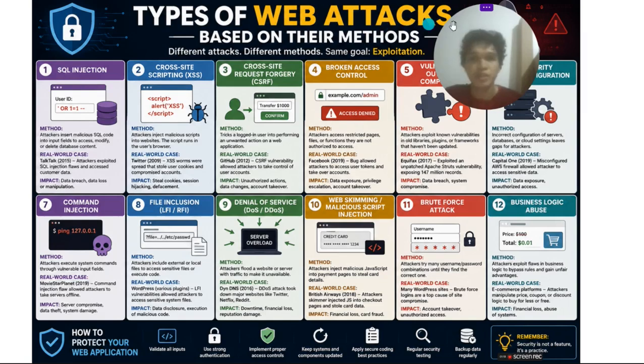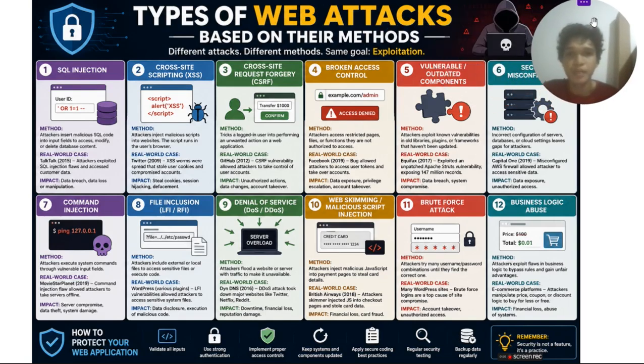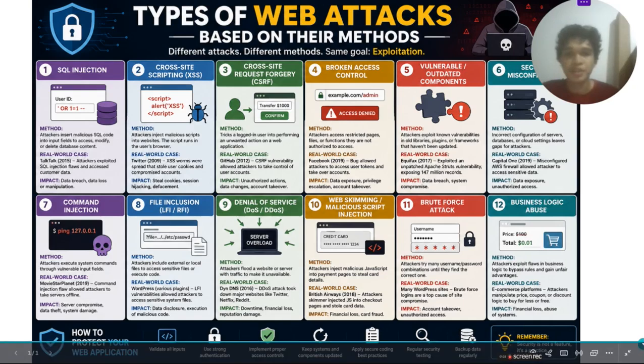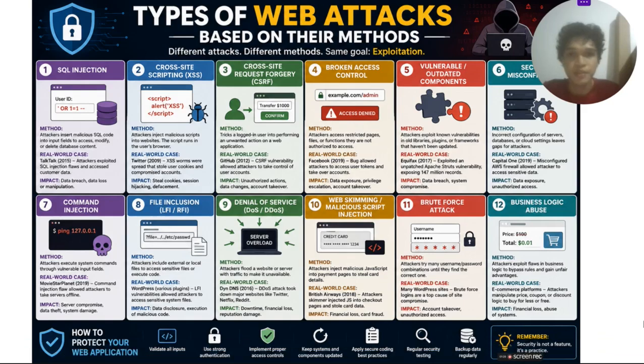The fourth one is broken access control. Attackers access restricted pages, files, or functions they are not authorized to access. The real world case here is Facebook in 2019. A bug allowed attackers to access user tokens and take over accounts.